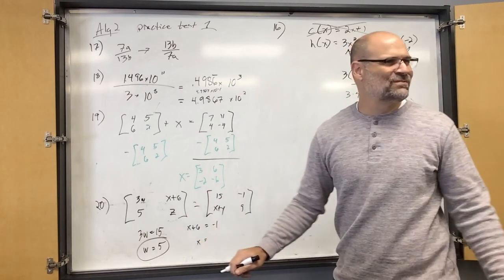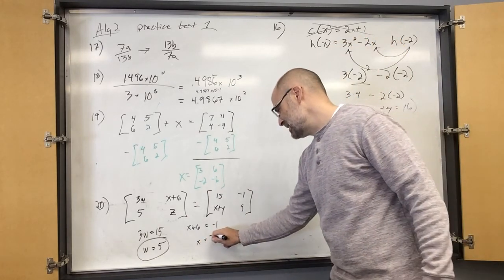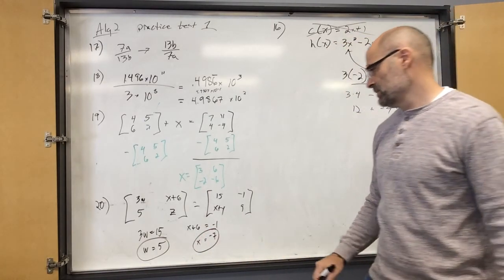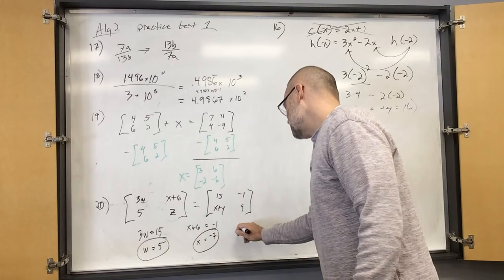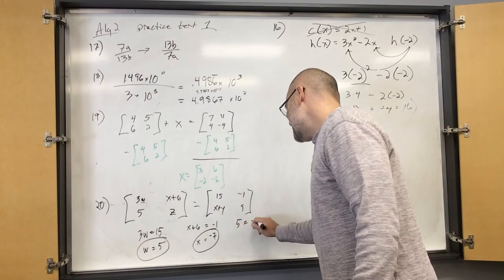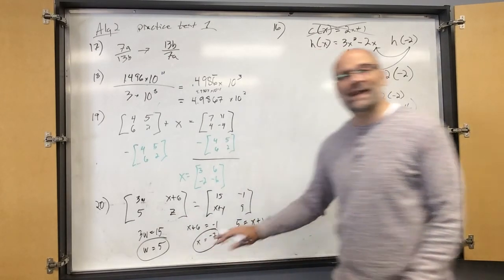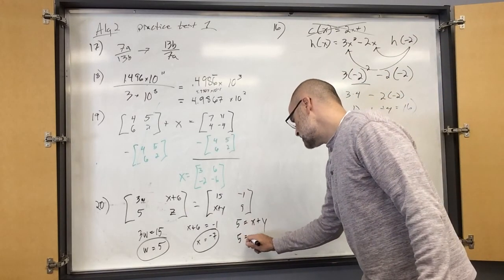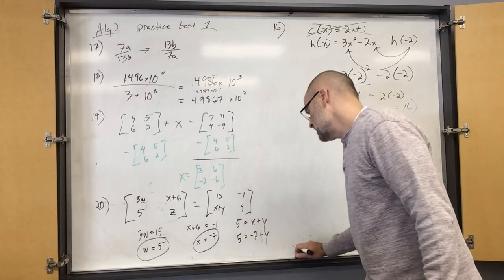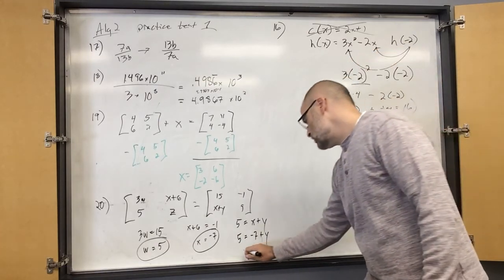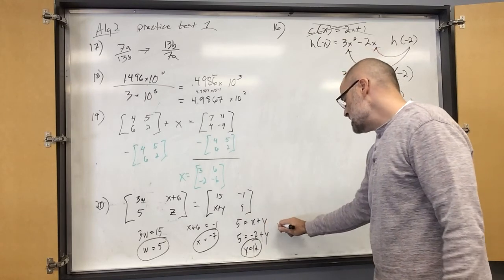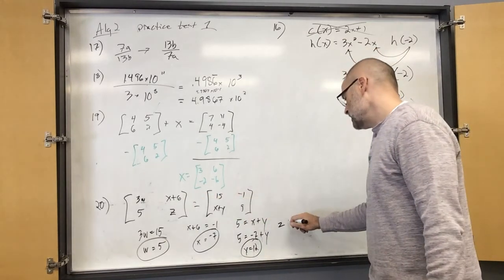So get rid of 6 from both sides and you get x equals -7. So far so good? Is that what you guys are getting? Yep. Okay, 5 equals x plus y. Well, we now know what x is. It's -7, so 5 equals -7 plus y. So add 7 to both sides and y equals 12. Awesome. And then z just equals 9. It tells you exactly what it is.